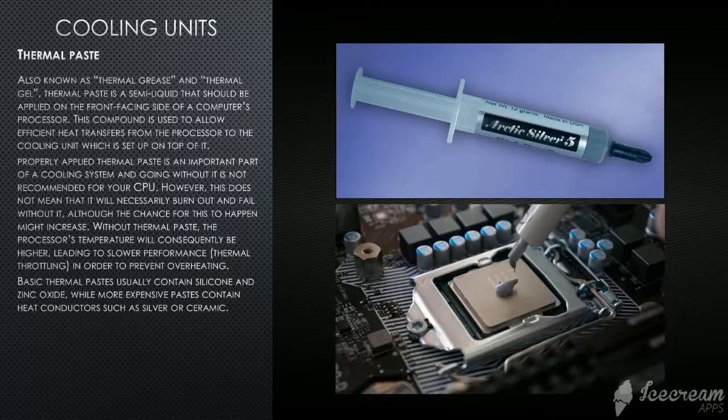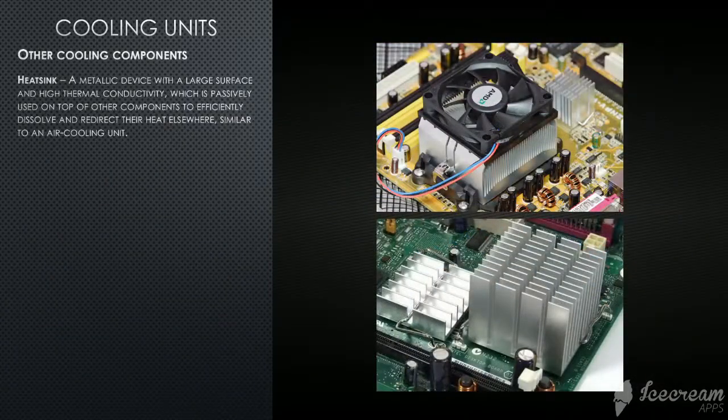However, this does not mean that it will necessarily burn out and fail without it, although the chance for it to happen might increase. Without thermal paste, the processor's temperature will consequently be higher, leading to slower performance or thermal throttling in order to prevent overheating. Basic thermal paste usually contains silicon and zinc oxide, while more expensive pastes contain heat conductors such as silver or ceramic.